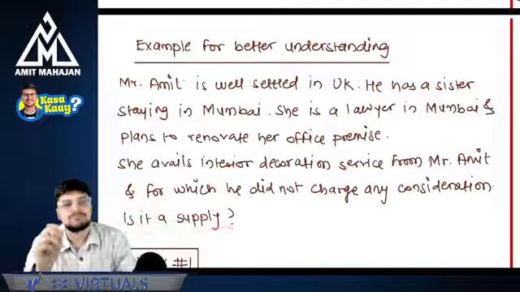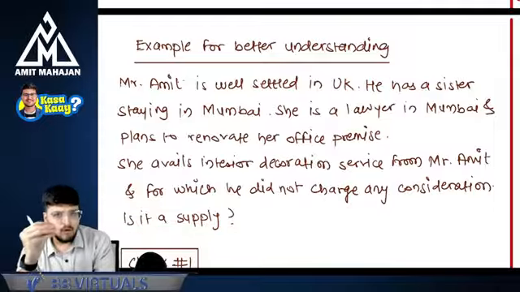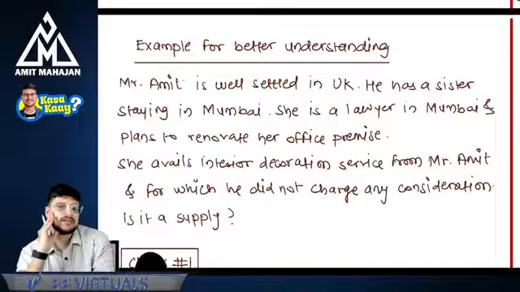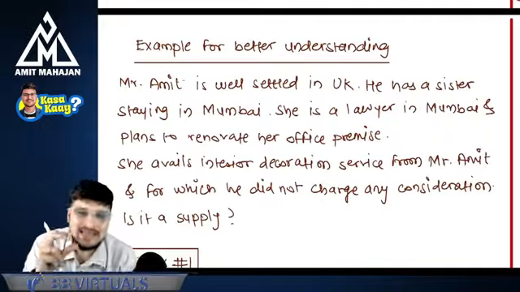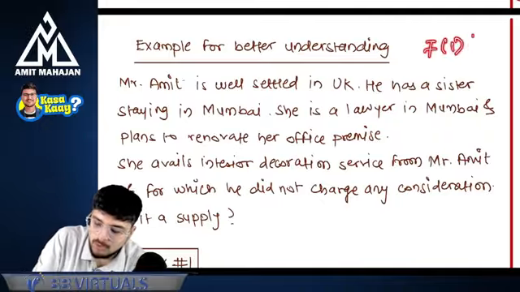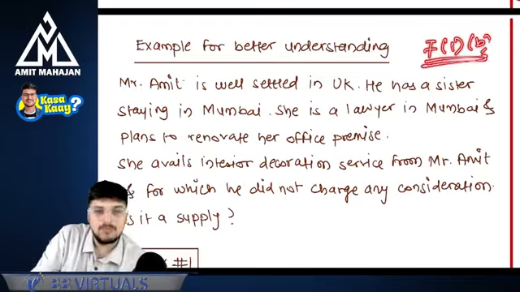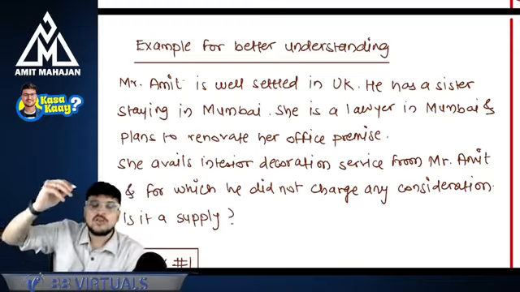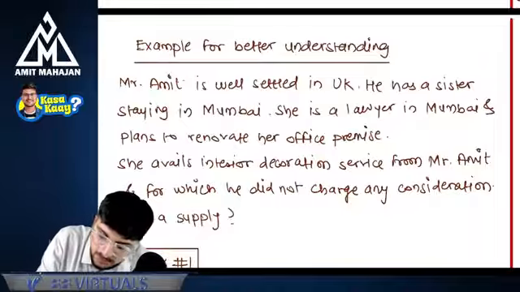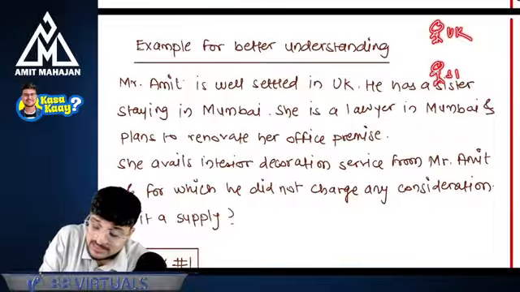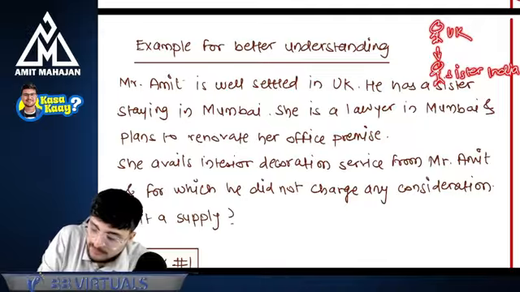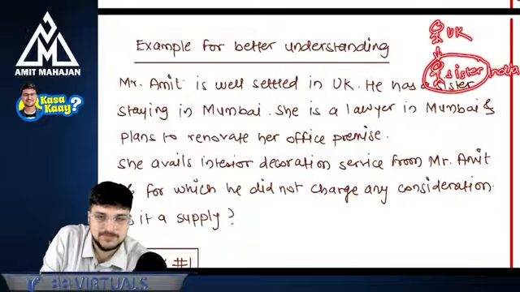Is it a supply? What do you think? What will be the answer? Now forget about everything. First identify, we are thinking under section 7(1)(b) from whose perspective? We are thinking from the recipient's perspective. Here Amit is staying outside India and the sister is staying in India. So we are thinking from the sister's perspective.